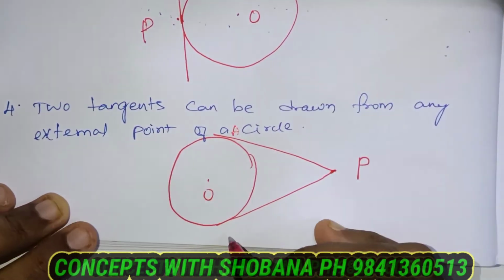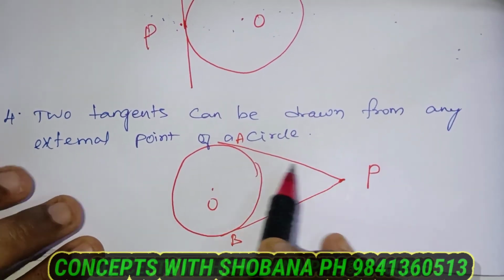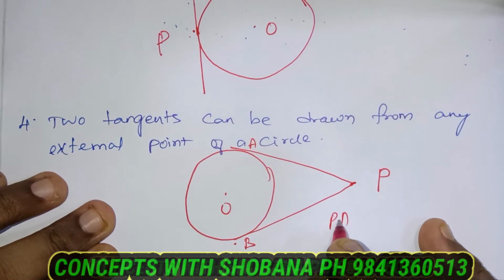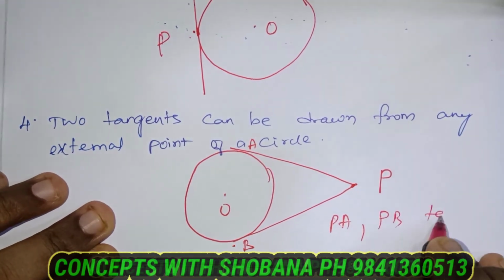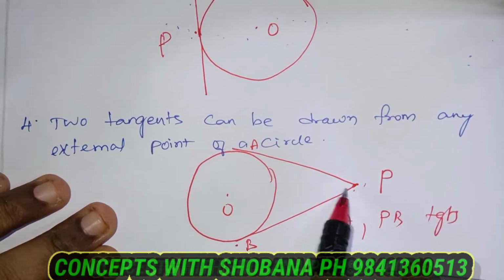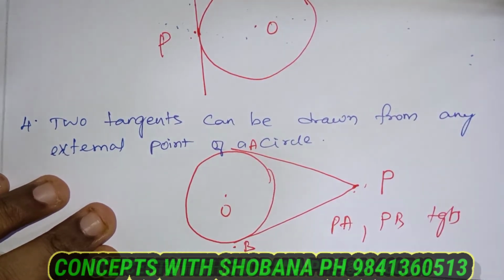If I name them A and B, then which are the tangents? PA and PB are the tangents. I can say PA is a tangent and PB is a tangent. So through a point exterior to the circle, you can draw two tangents.